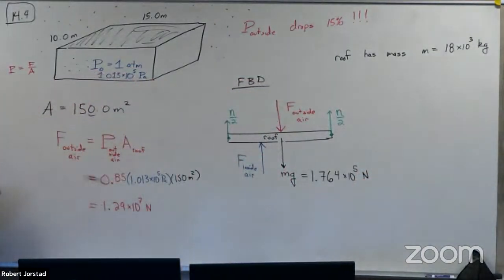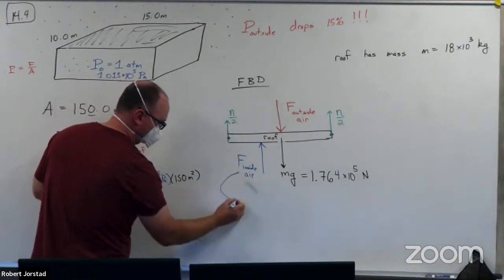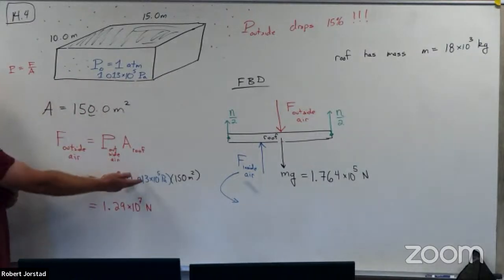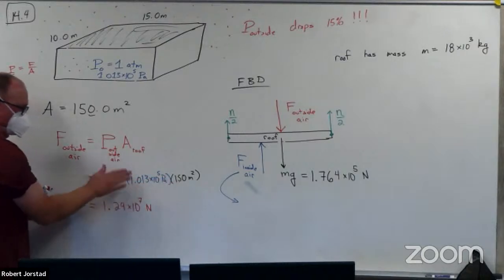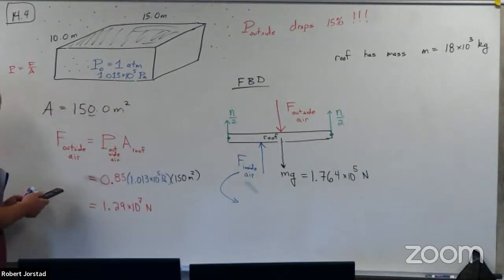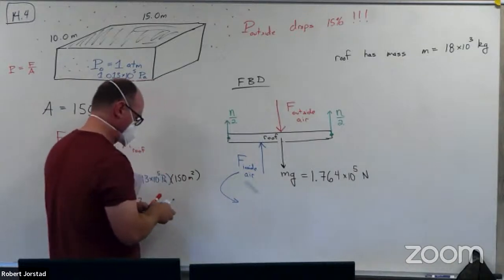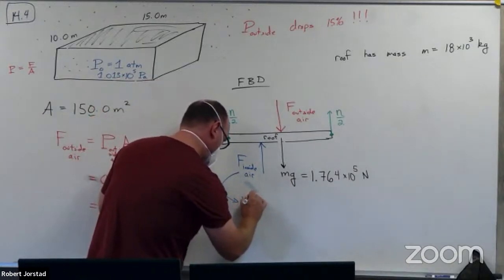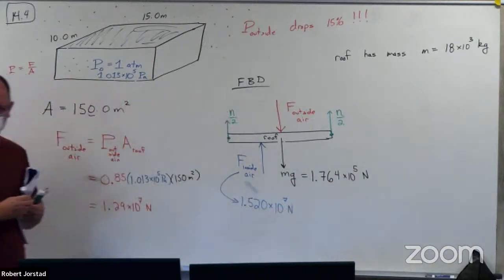What's the force of the inside air? What's this one equal to? Shouldn't it be exactly the same as this without the 85, because it's the full pressure? So I could just take this previous answer and divide by 0.85. I got 1.51520. Everybody okay with that?